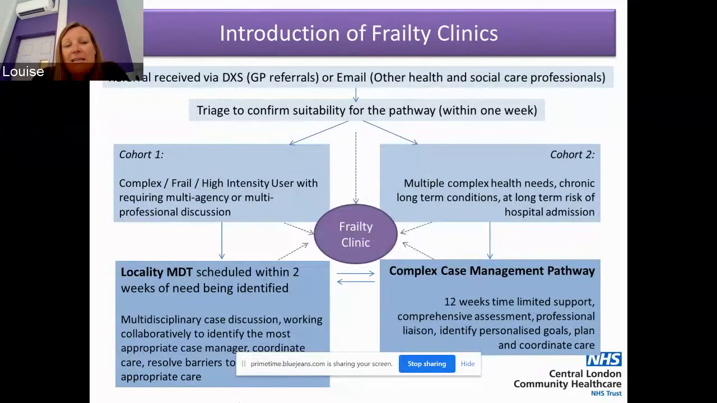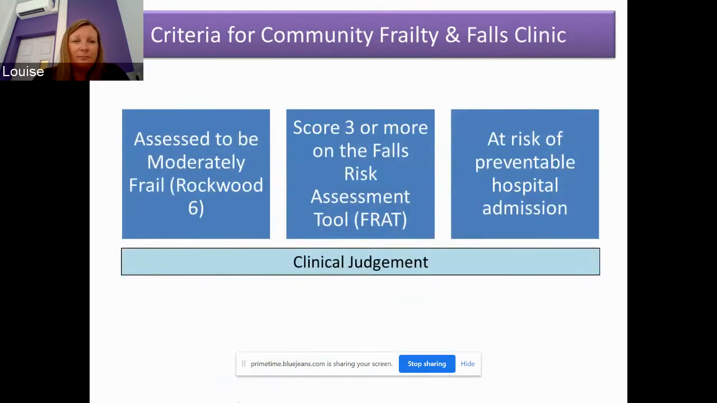So the Frailty Clinic is an additional offer to any patient who's on this MDT and complex case management pathway. The idea being that for some patients, we can't resolve things by talking about them in a meeting. They do need to have a comprehensive clinical assessment undertaken to try and understand how to best optimise their health needs. On the next slide, please, Daisy.